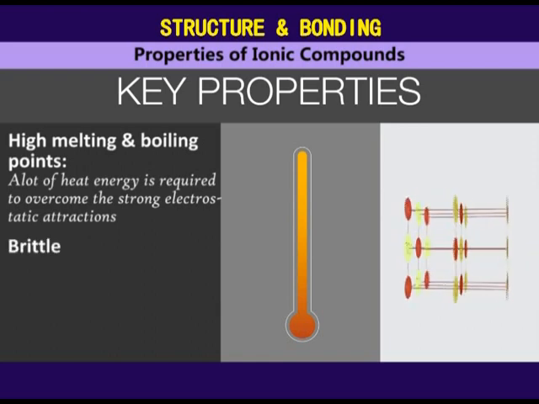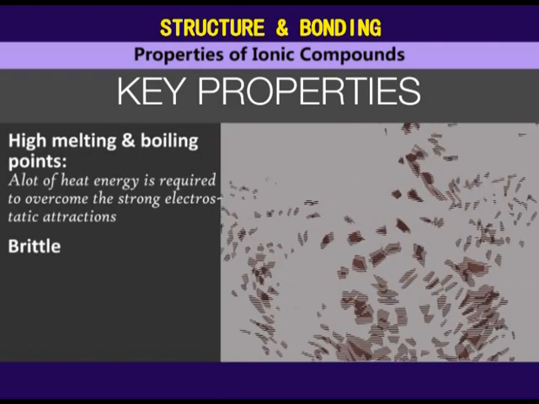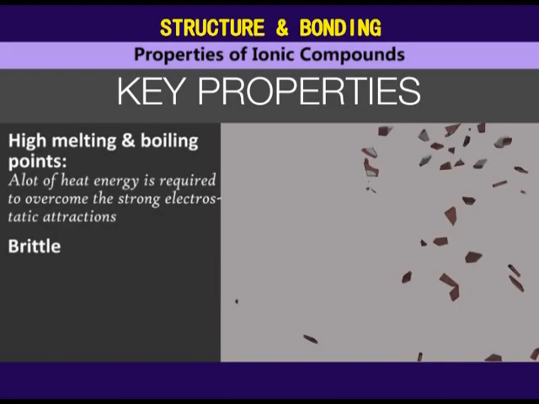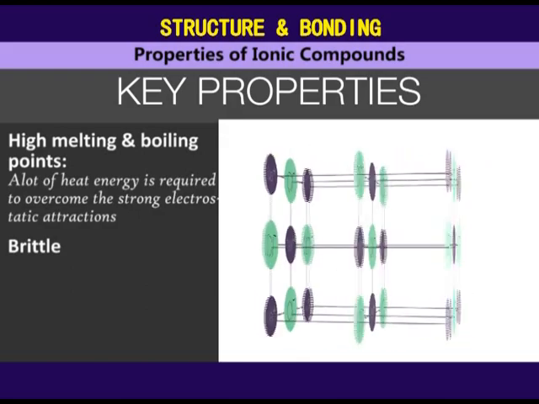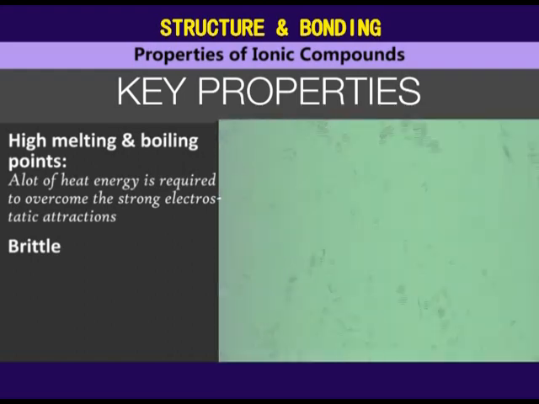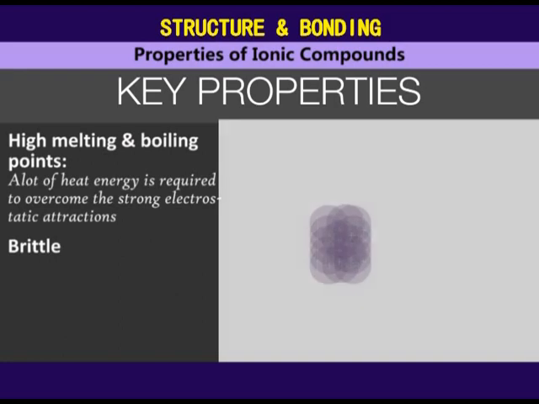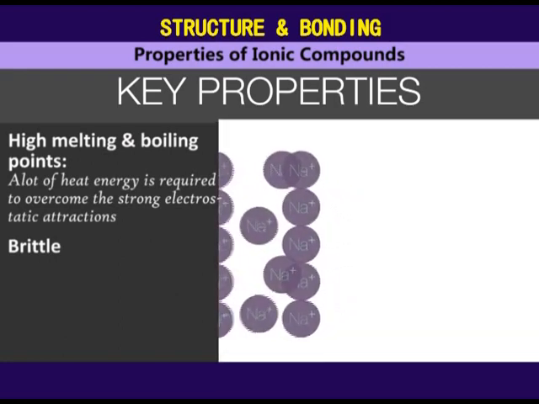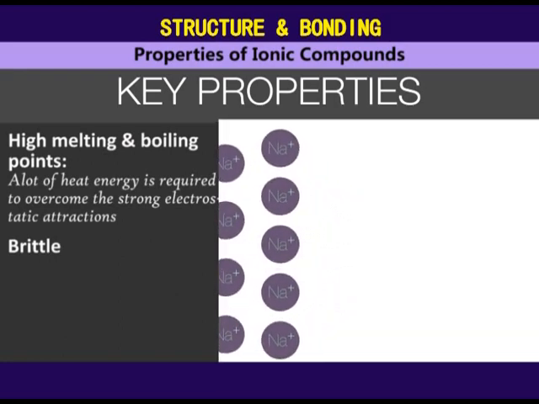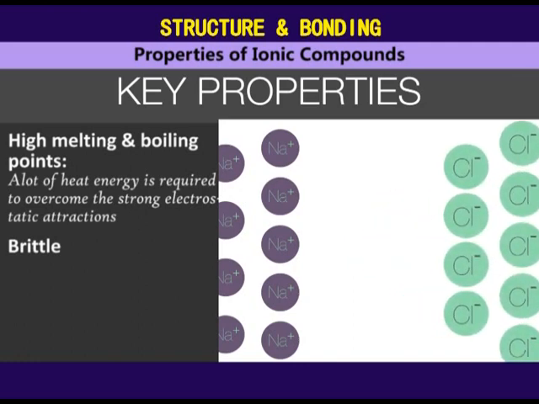Ionic compounds are also very brittle. This means they break rather easily into small pieces. When a force is applied to the three-dimensional lattice structure, it will disrupt the regular repeating patterns of sodium and chloride ions. So the sodium ions are forced to be next to other sodium ions, and the same is seen with chloride ions. Like charges repel each other, and this repulsion essentially breaks the lattice structure.